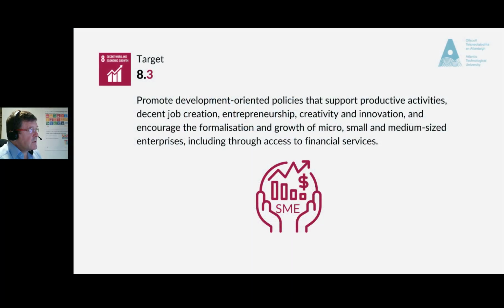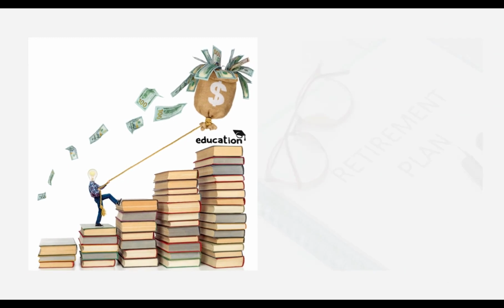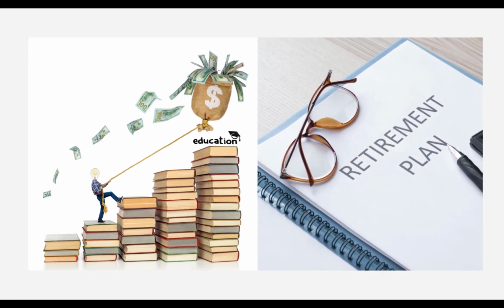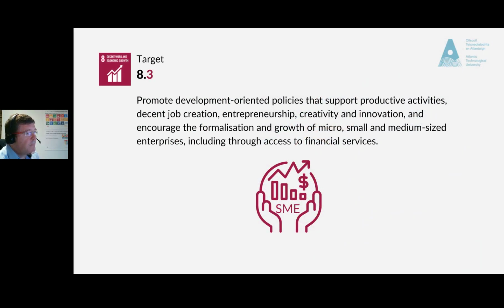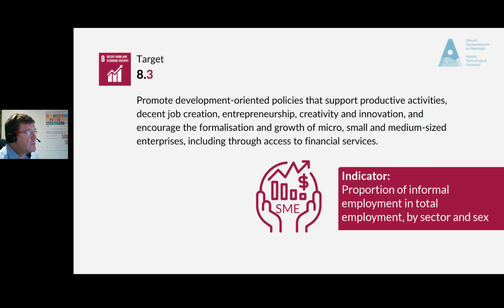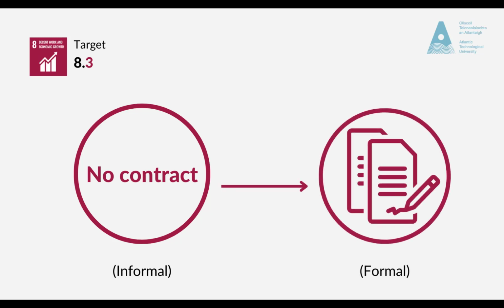Policy and access to financial services allows individuals and companies to take advantage of opportunities, to innovate, to invest in education, save for retirement and insure against risks. Hence, creating jobs and improving the country's economic outlook. The indicator for this goal is the proportion of informal employment in total employment by sector and sex. I suppose this is a way of trying to measure the amount of casual and informal employment with the idea of reducing that and having the majority of employment in participating countries being formalized employment.